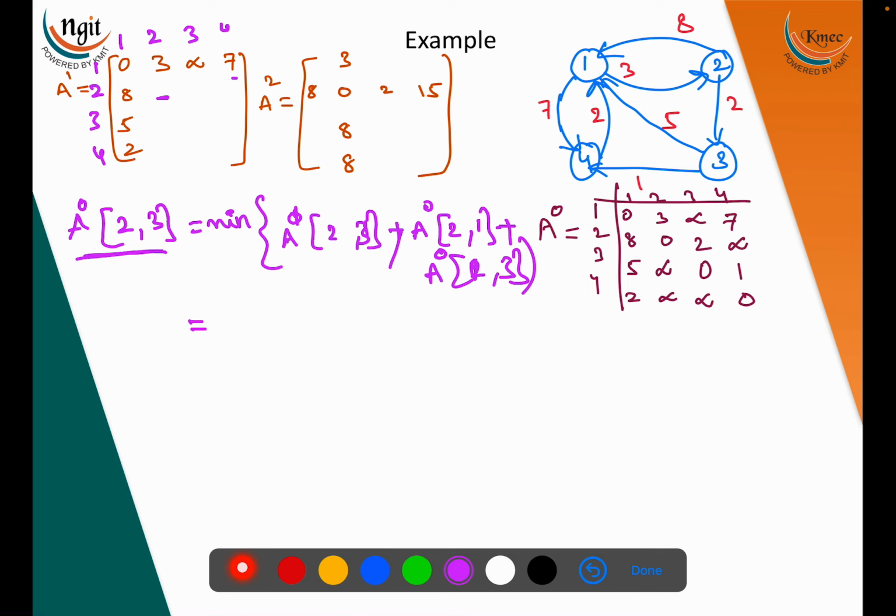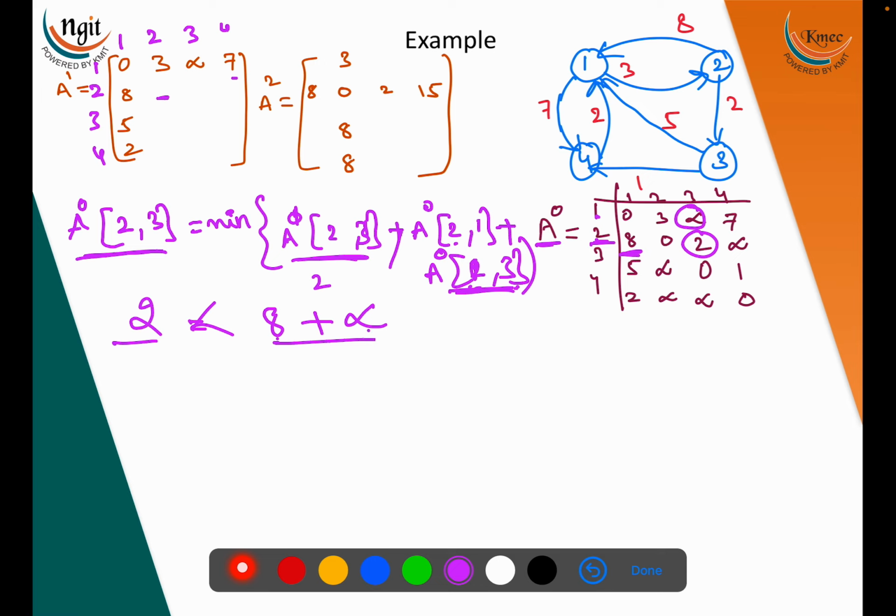From next time onwards I'll take this value. A0 of 2 comma 3 value is 2. Now A0 of 2 comma 1, the value from the matrix is 8, plus the 1 comma 3 value, which is infinite. Now which is lesser? 2 is lesser, or 8 plus infinite is lesser?